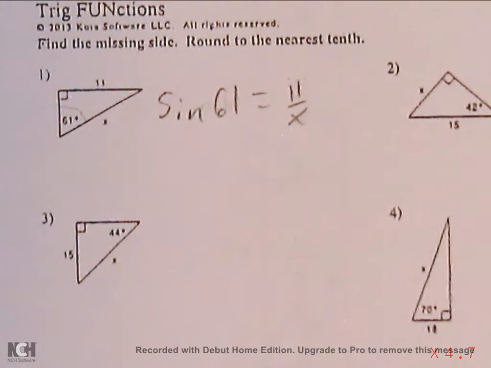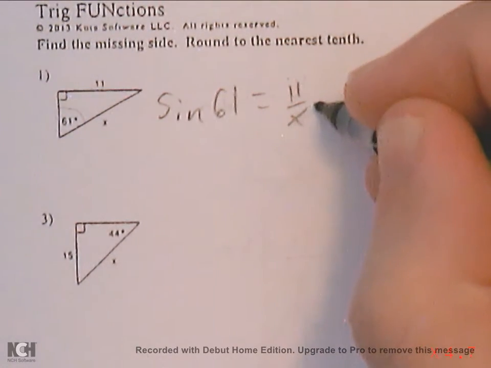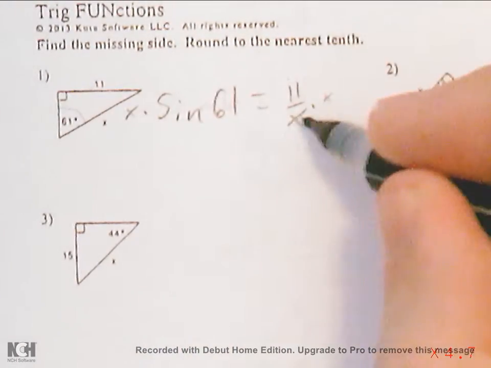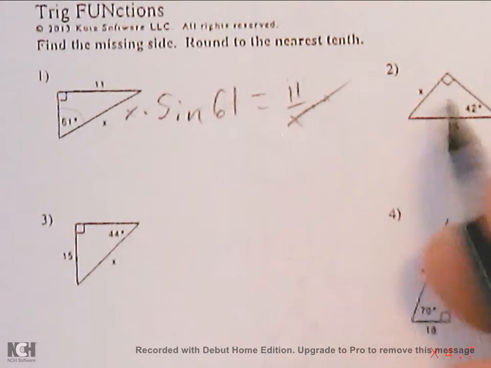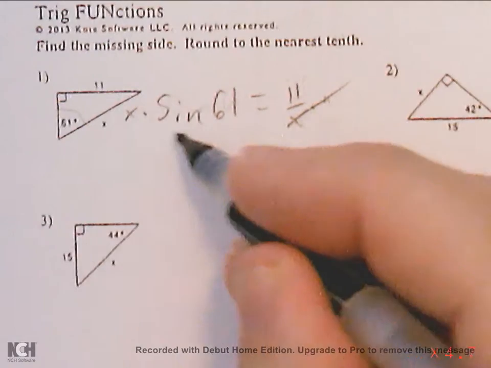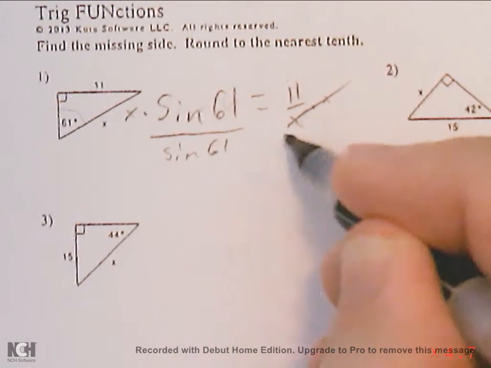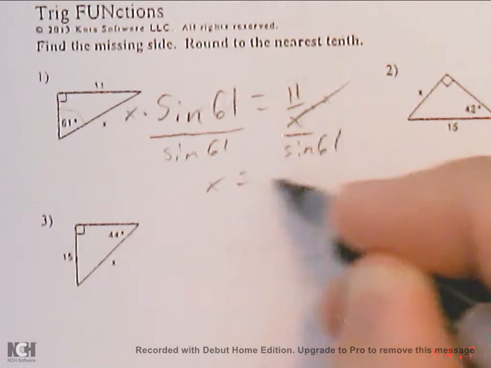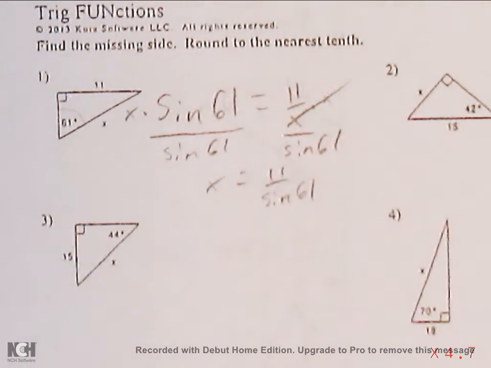Now, this is where we get into some fun. We need to get the x by itself, so we're going to multiply by x on each side. It cancels out there, and we're left with x times sine of 61 equals 11. Then I've got to divide by sine of 61 on each side. So x is going to equal 11 over sine 61.